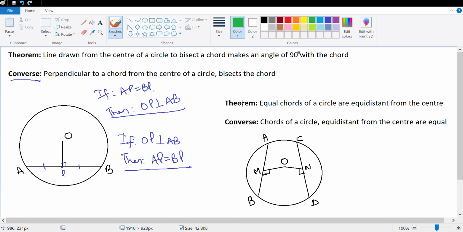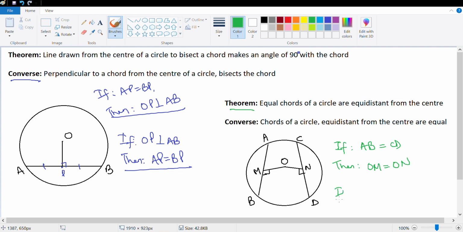Let's look at the next theorem that we've done last year, which is: if two chords are equal, then they are equally far from the center, which means equal chords are equidistant from the center. What is given is, if AB is equal to CD, then the distance of AB from the center O, which is the perpendicular from the center to the chord, in this case OM, would be equal to ON.